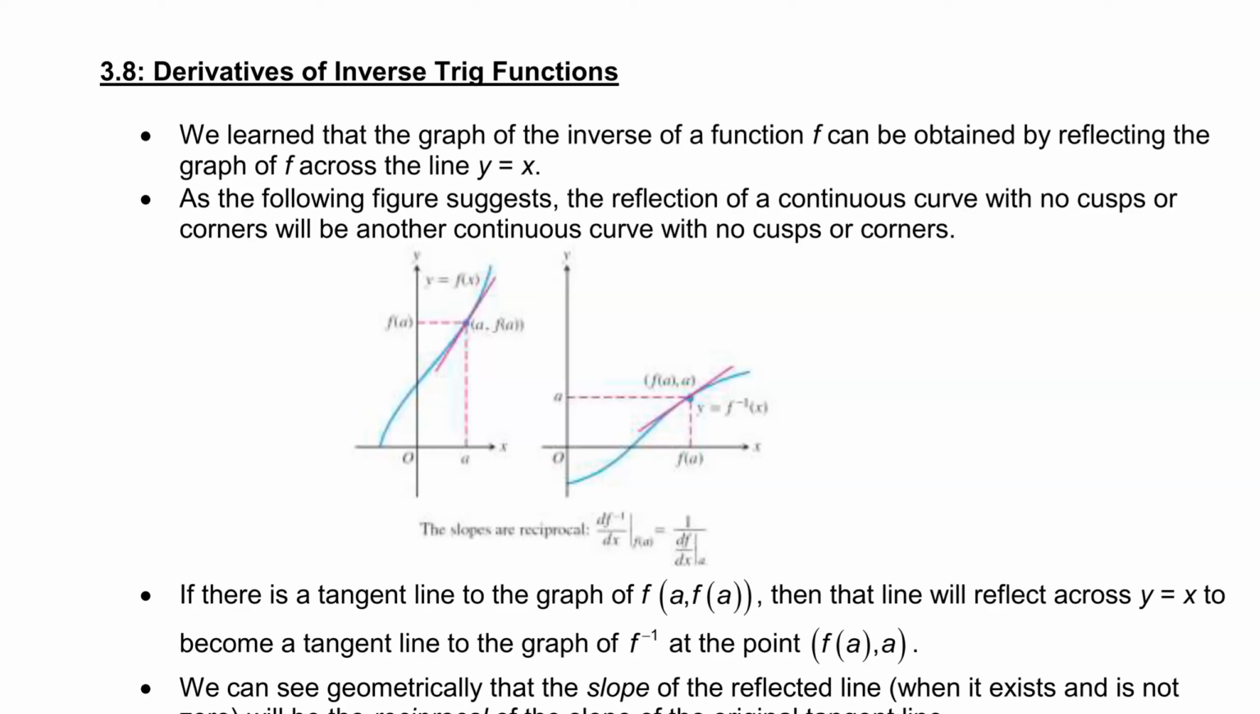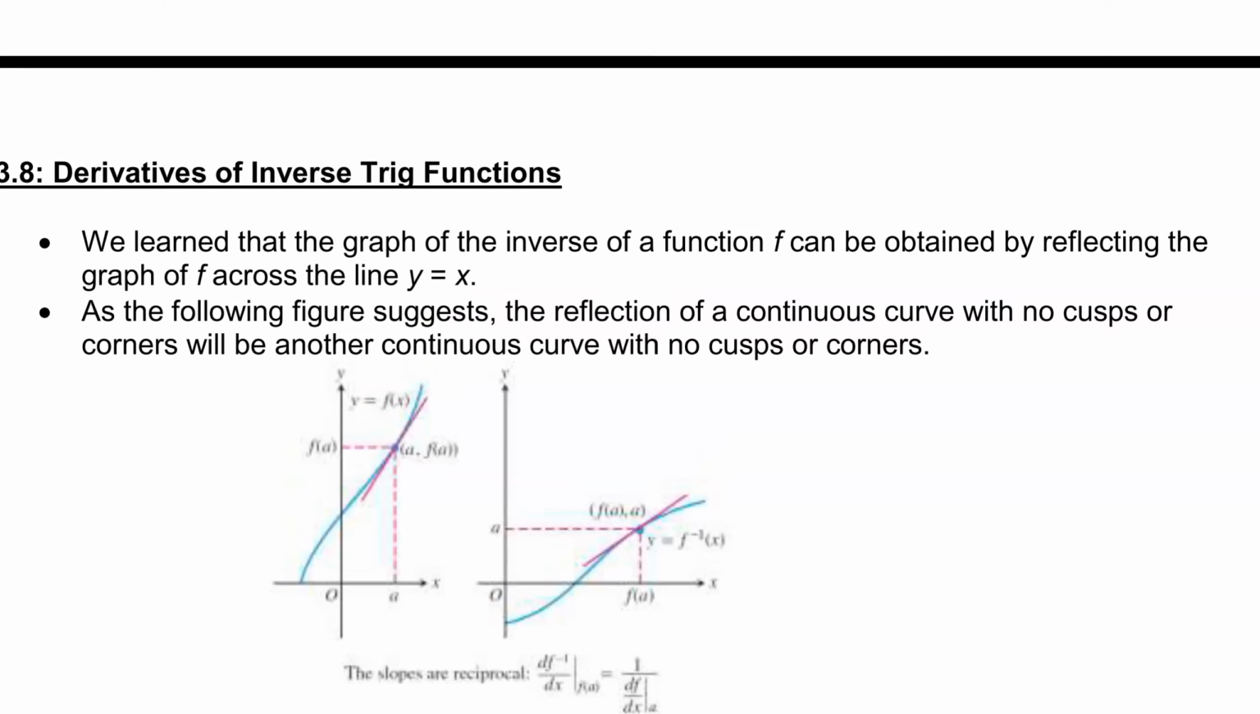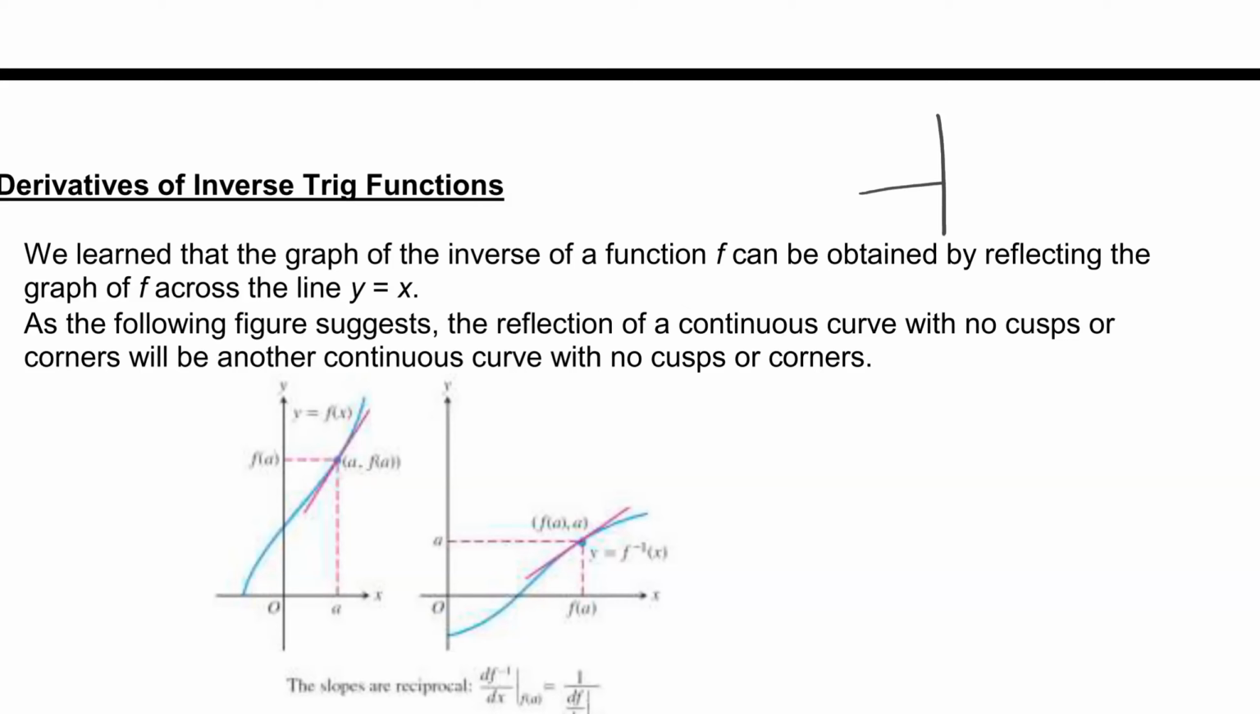So 3.8, derivatives of inverse trig functions. So we learned that the graph of an inverse trig function can be attained by reflecting the graph of f across the line y equals x. So, a low review from Algebra 2. Here is x, y, and if I have a graph x squared, you can find the inverse function by reflecting it across the line y equals x.